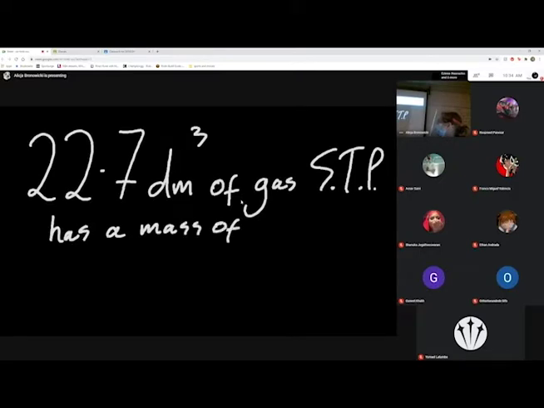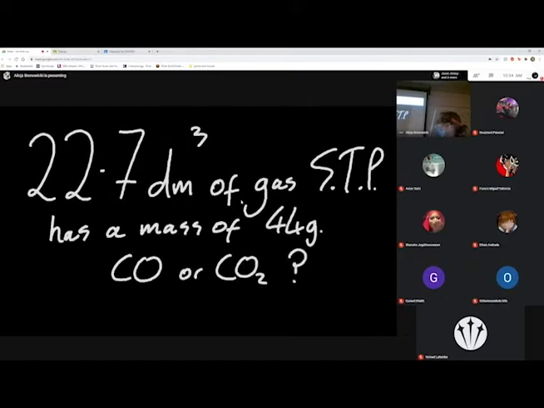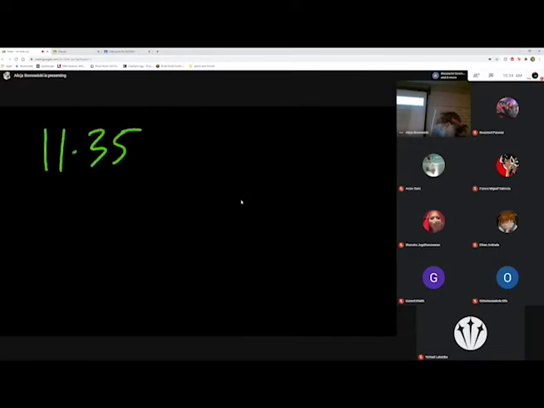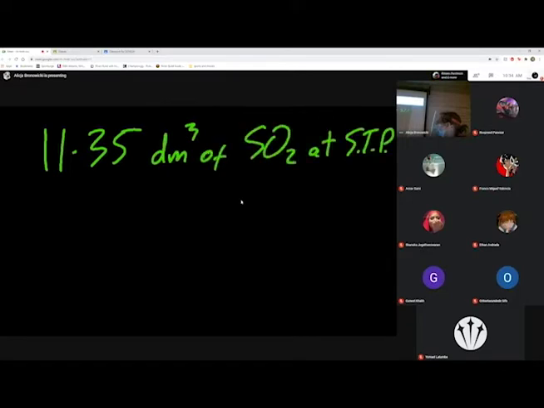So if I have 22.7 decimeters cubed of a gas and it has a mass of 44 grams, is it carbon monoxide or carbon dioxide? Well, it's at STP, so I know I must have 1 mole of gas. Which has a molar mass of 44 grams per mole? Carbon dioxide. 11.35 decimeters cubed seems an arbitrary number, but you know what? That's half a mole of gas at STP.